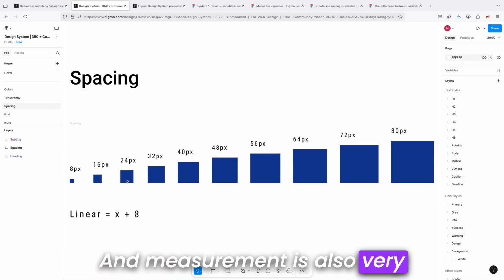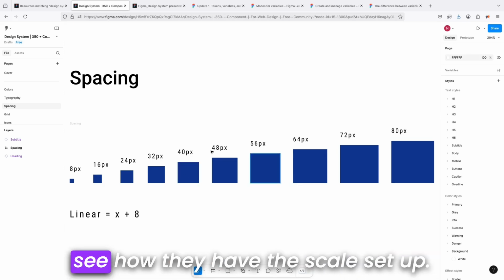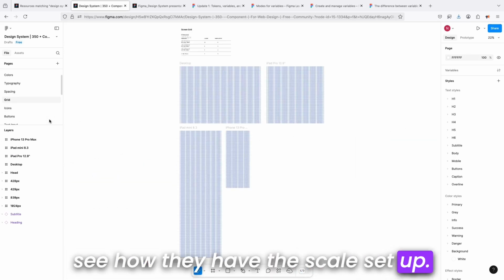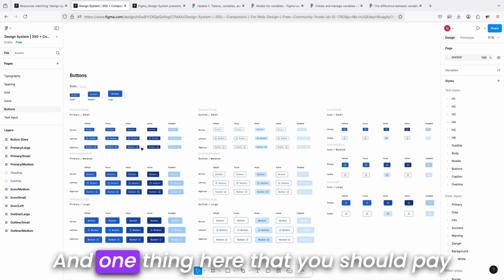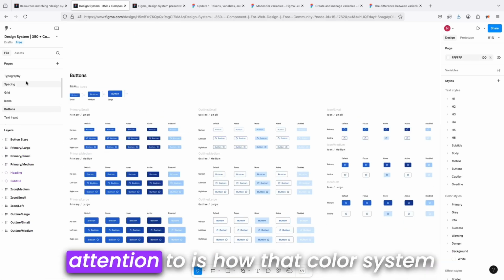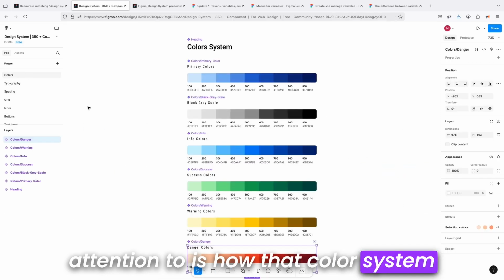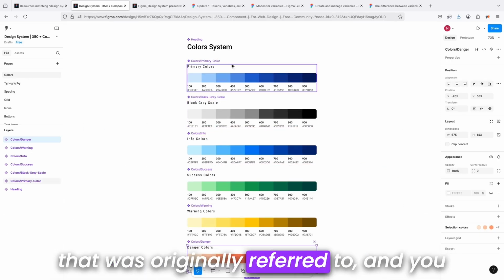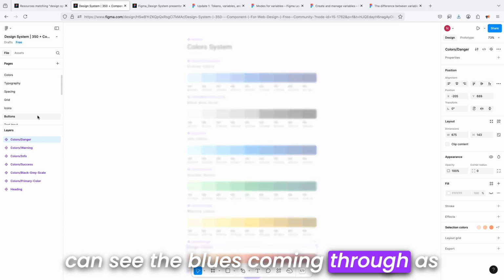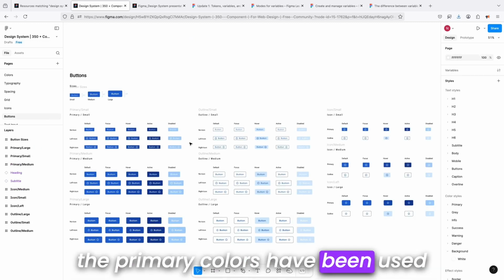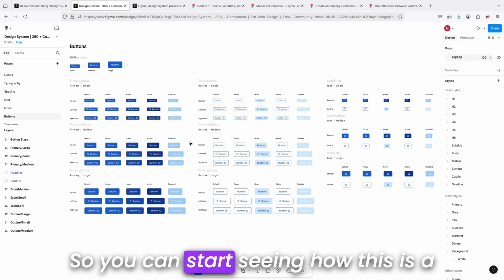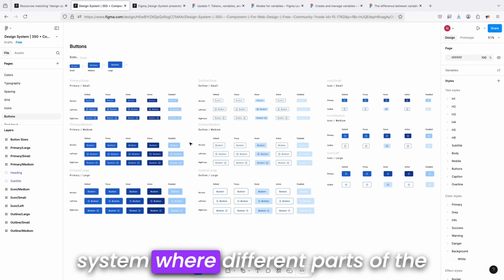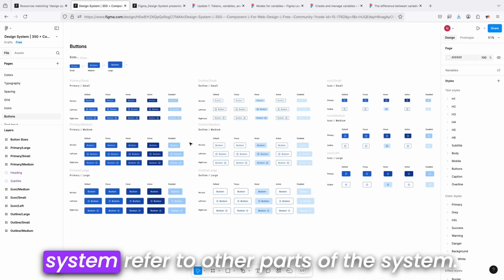And measurement is also very important for spacing, and you can see how they have the scale set up. You have your grids, you have your icons, you have your button. And one thing here that you should pay attention to is how that color system that was originally referred to, and you can see the blues coming through as the primary colors, have been used in the buttons to create the buttons. So you can start seeing how this is a system where different parts of the system refer to other parts of the system.